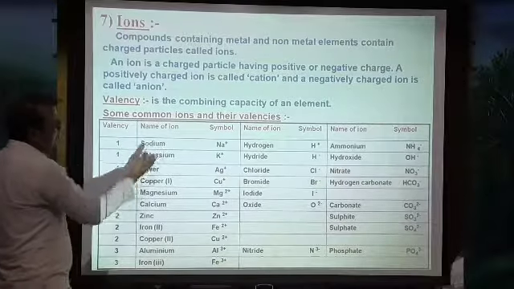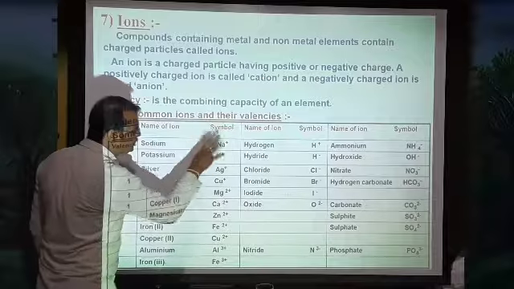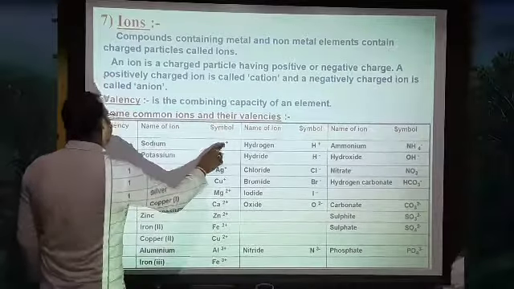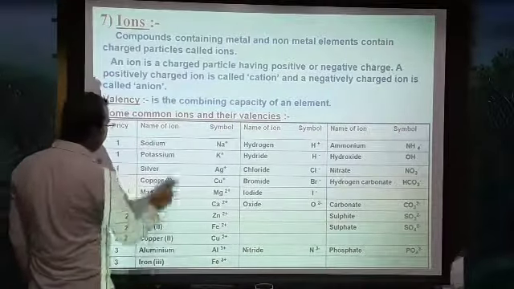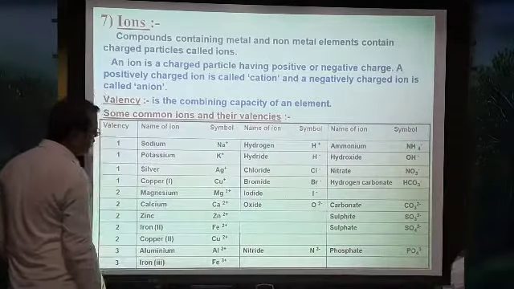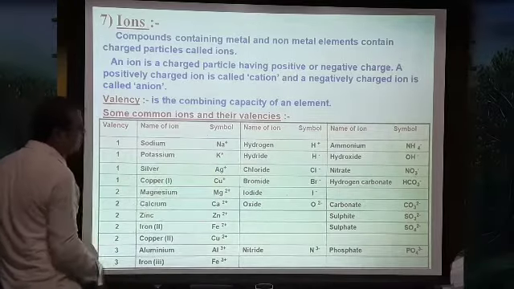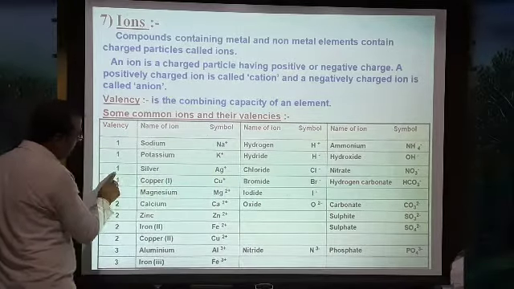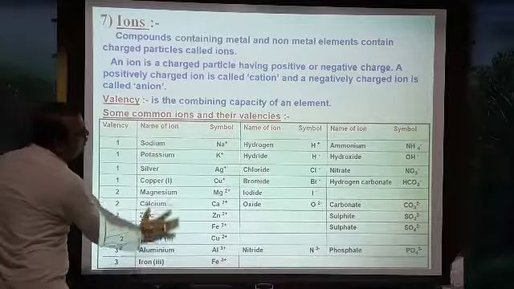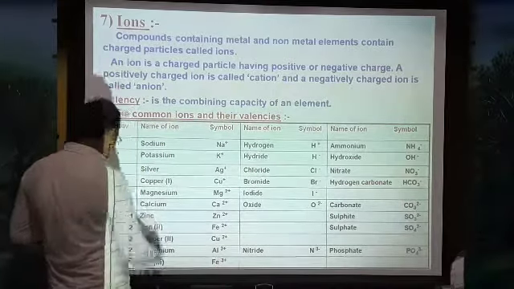The sodium ion is positively charged. So the plus indicates what? A positively charged ion, a cation. And its valency is 1. Potassium is again positively charged. Its valency is 1. Silver is positively charged. Its valency is 1. These are all positively charged ions and their valencies.